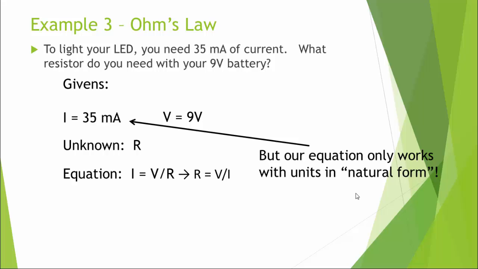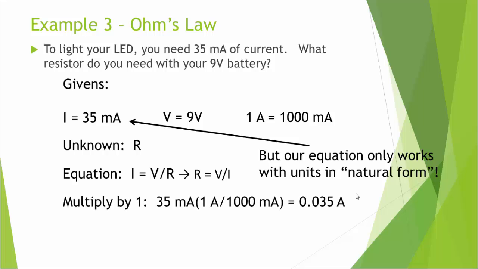Okay, so now it's time for our multiply by 1 trick. 1 amp is equal to 1,000 milliamps. We can then rearrange that to be 1 amp per 1,000 milliamps is equal to 1, and multiply 35 milliamps by 1. So 35 times 1 divided by 1,000 is equal to 0.035 amps. Remember, we put the milliamps on the bottom because it's the thing we want to get rid of. The amps go on top.